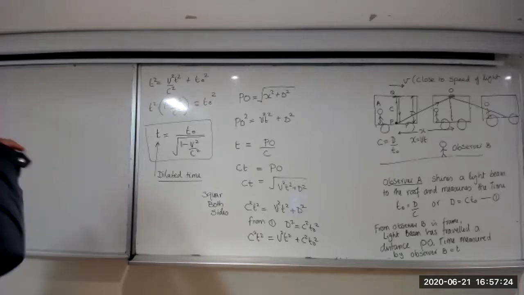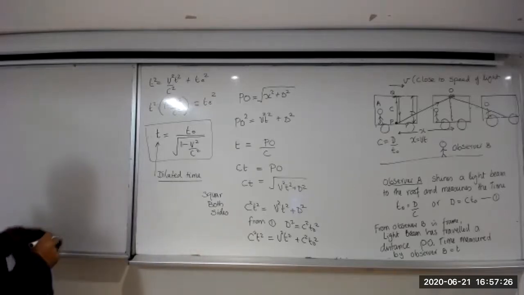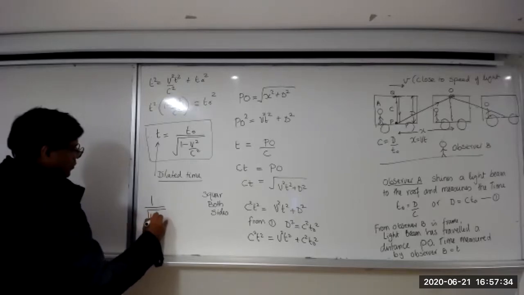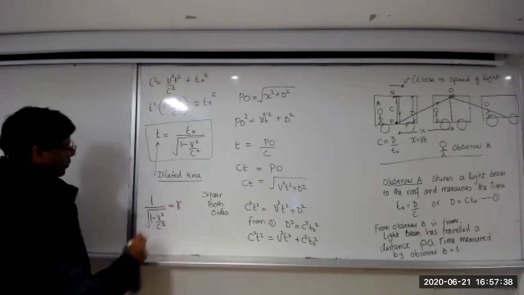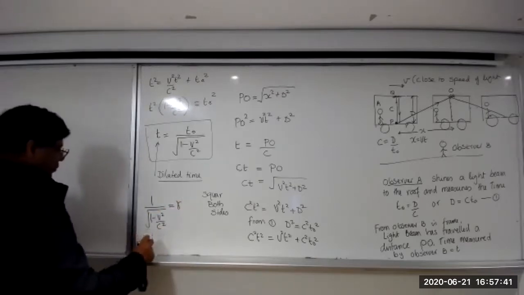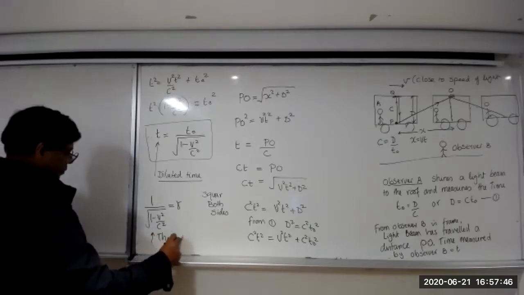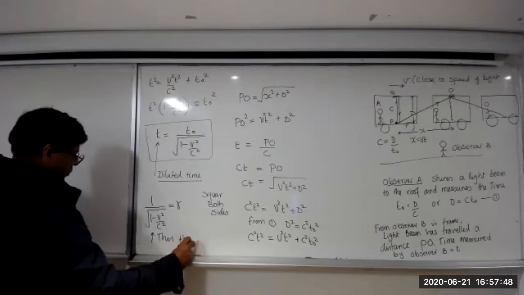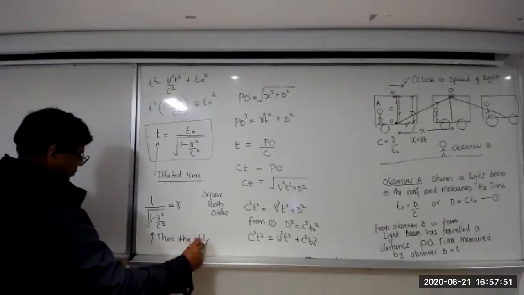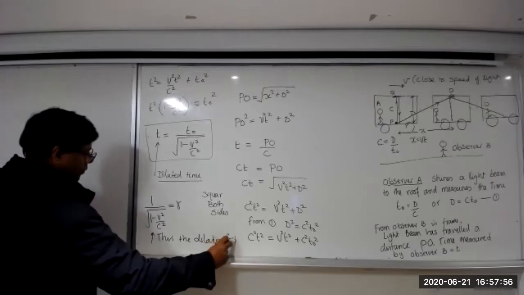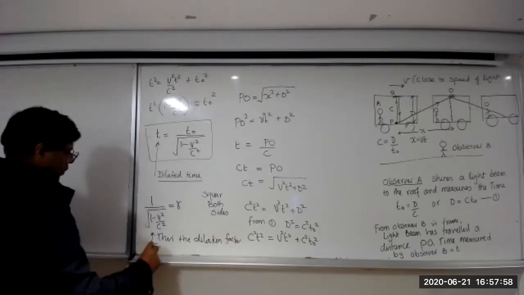Now this is what we call the Lorentz factor. Dilation factor. Or we call the Lorentz factor.